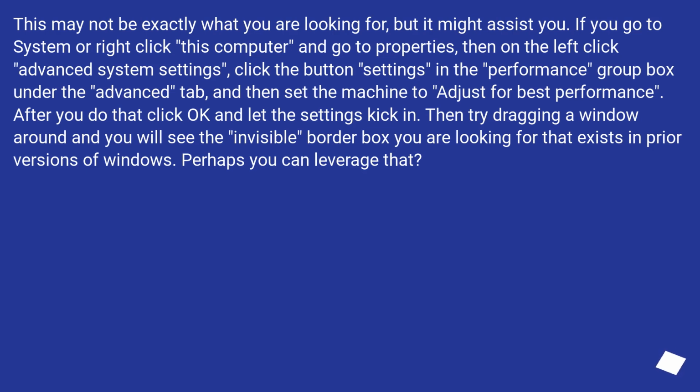This may not be exactly what you are looking for, but it might assist you. If you go to System, or right-click This Computer and go to Properties, then on the left click Advanced System Settings, click the Settings button in the Performance group box under the Advanced tab, and then set the machine to adjust for best performance. After you do that, click OK and let the settings kick in. Then try dragging a window around and you will see the invisible border box you are looking for that exists in prior versions of Windows. Perhaps you can leverage that.